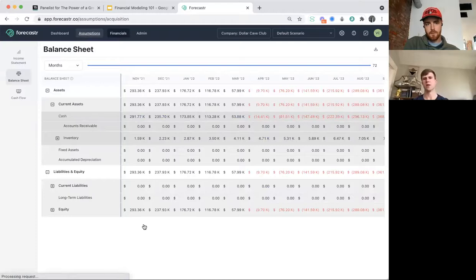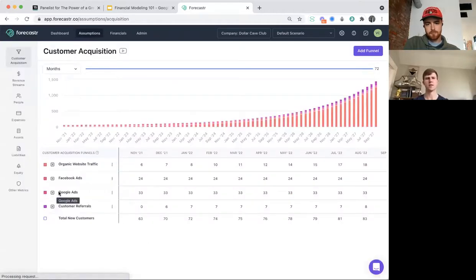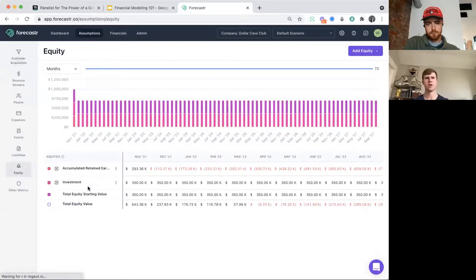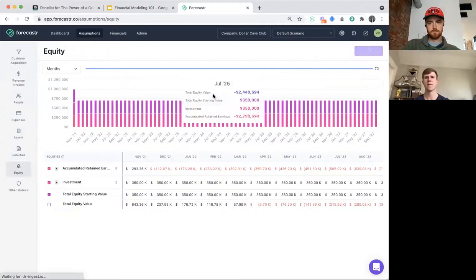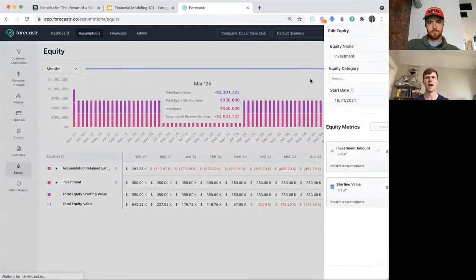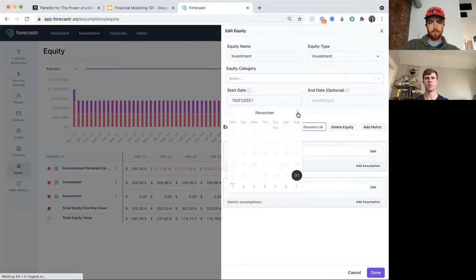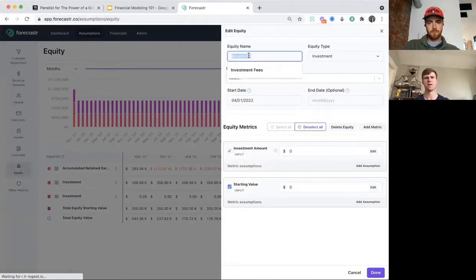So the first thing I'm going to do before we start running our experiments is go into this equity section. I'm going to get another investment in here. So we already got one investment at $350,000. I'm going to add another one, and I'm going to have that investment come in April, let's say. So let's say we run out in April. So I'm going to have this come in April. And I can name this seed round or something like that. And I'm going to make this $2 million, let's say.